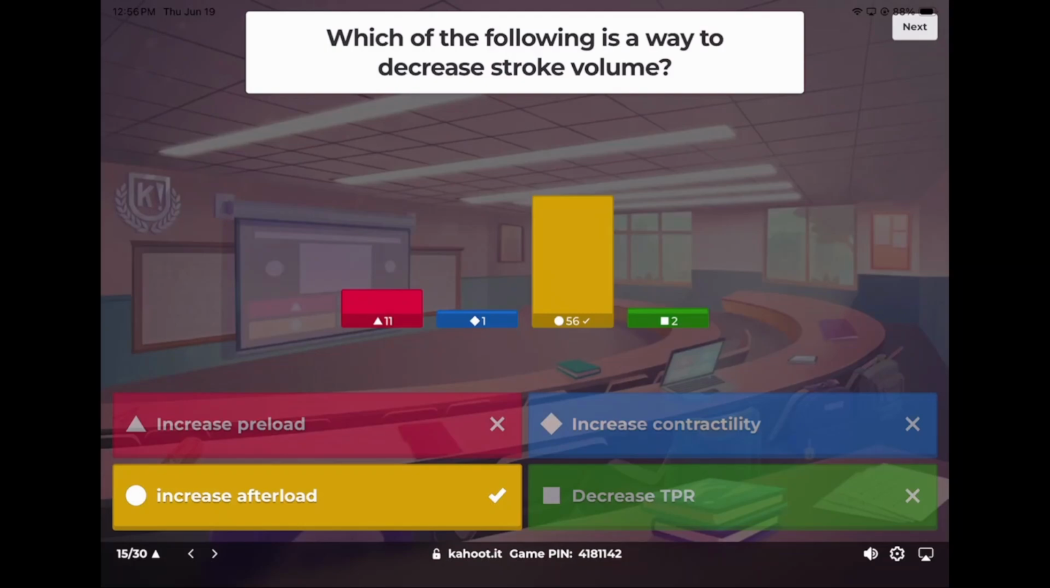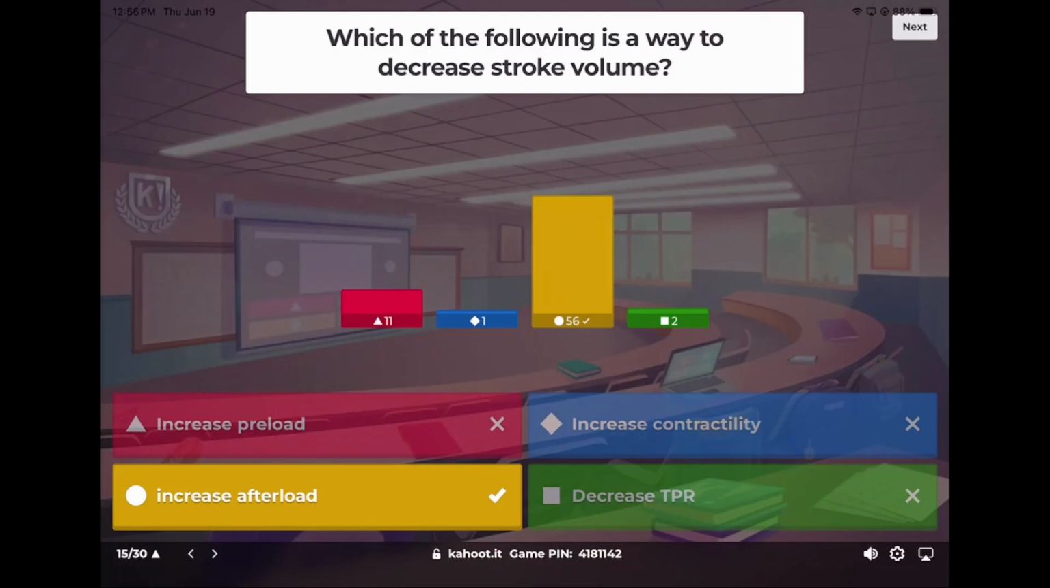So if I decrease TPR, what is that going to do to my afterload? Decreases my afterload if I decrease the total peripheral resistance. If I decrease my afterload, what happens to my stroke volume? Goes up. What happens to your cardiac output? Goes up. So now we're left with the last answer. If I increase afterload, what happens to your stroke volume now? It decreases. It goes down. Therefore, what happens to your cardiac output?